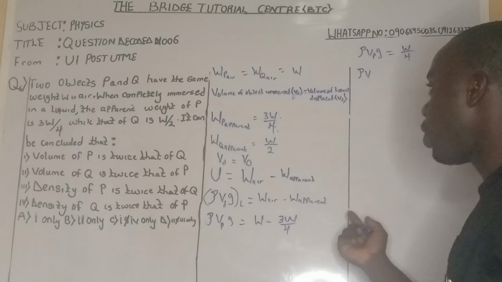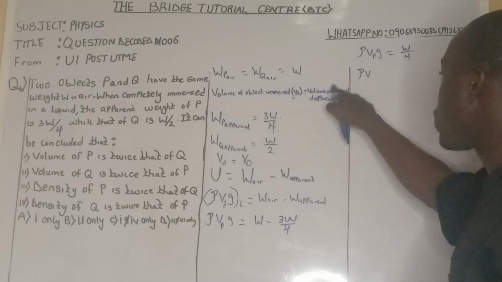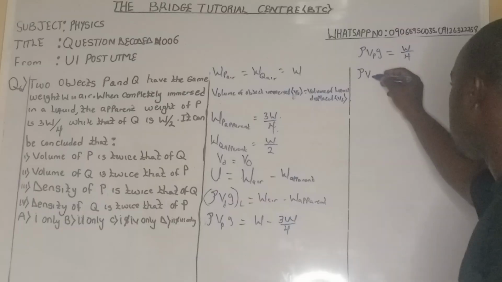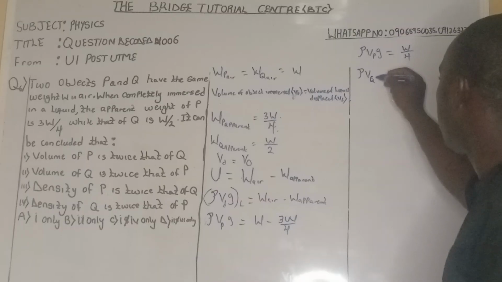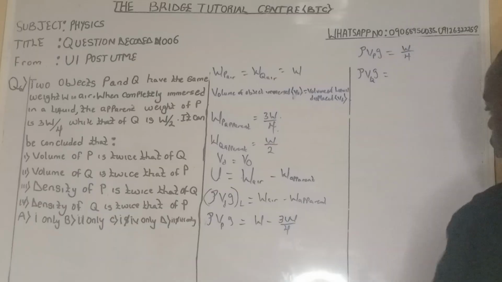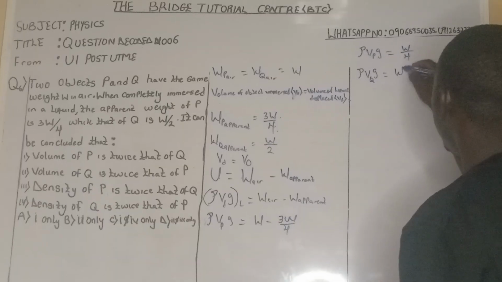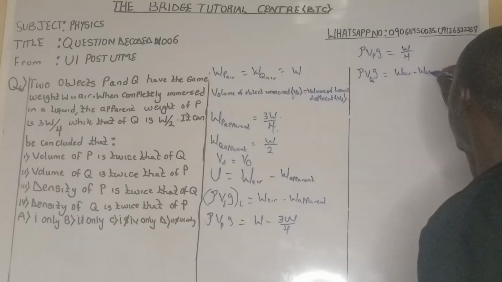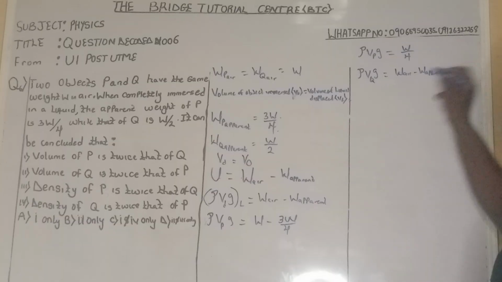We can use the volume of the object, because the volume of the object immersed equals the volume of liquid displaced. So what's the volume of this object Q? So we have Q. The upthrust on Q must equal the weight in air minus the apparent weight. You use the same formula, weight in air minus apparent weight. So what do we have?